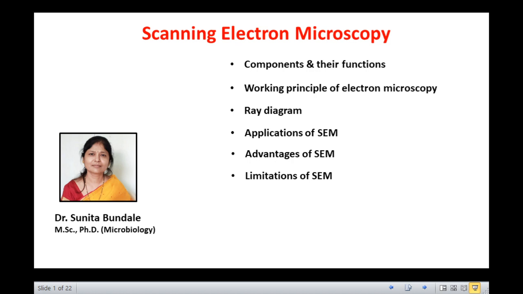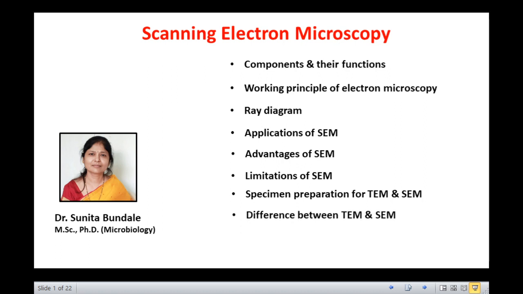We will then move on to discuss the specimen support used and methods of sample preparation for electron microscopy. The lecture will also include the discussion on differences between TEM and SEM, followed by differences between light microscopy and electron microscopy.